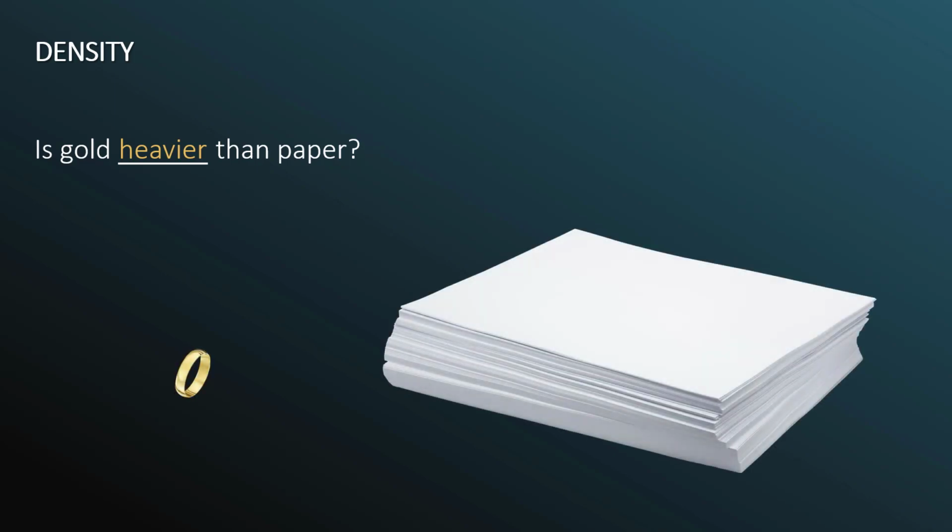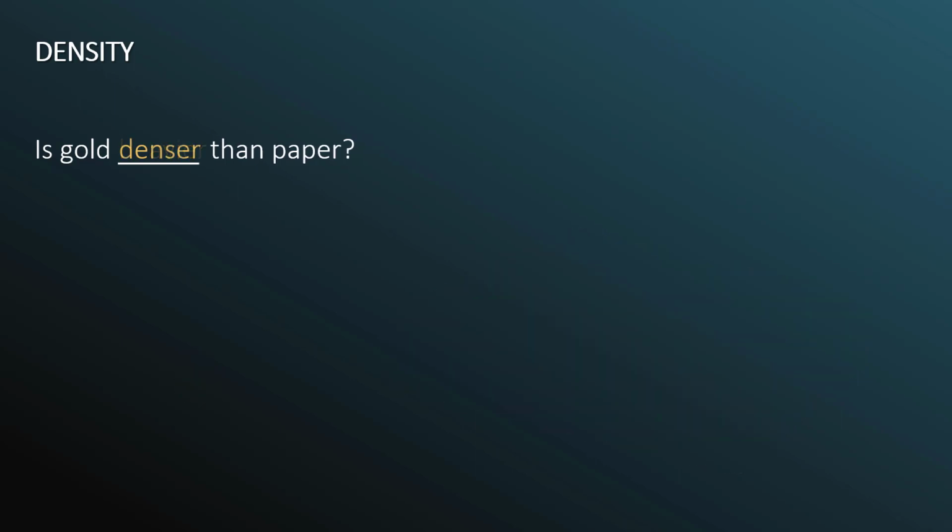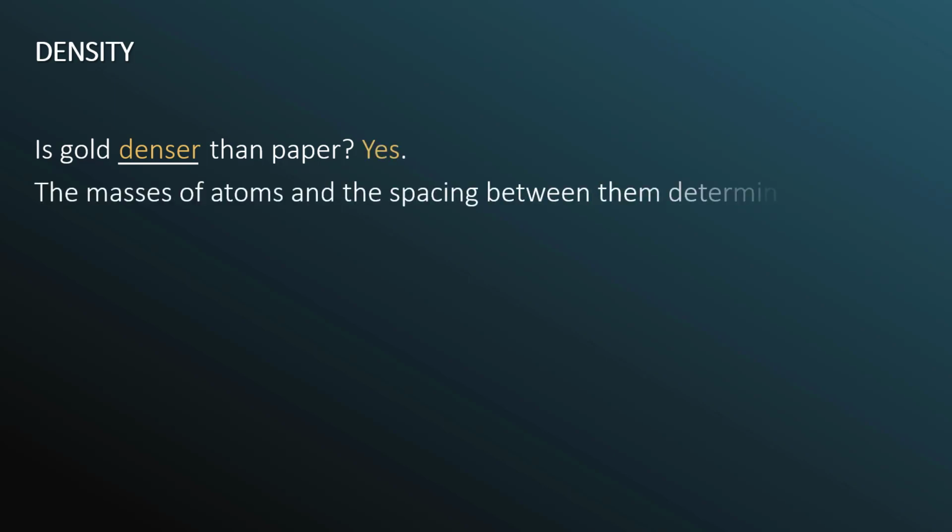Density. Let's start with the question: is gold heavier than paper? Now, this question is ambiguous because it depends on the amounts of gold and paper. A stack of paper is heavier than a gold ring, but a bar of gold is heavier than a single sheet of paper. So this question really doesn't make sense. A better question would be, is gold denser than paper? And the answer to that is yes. The masses of atoms and the spacing between them determine the density of a material.